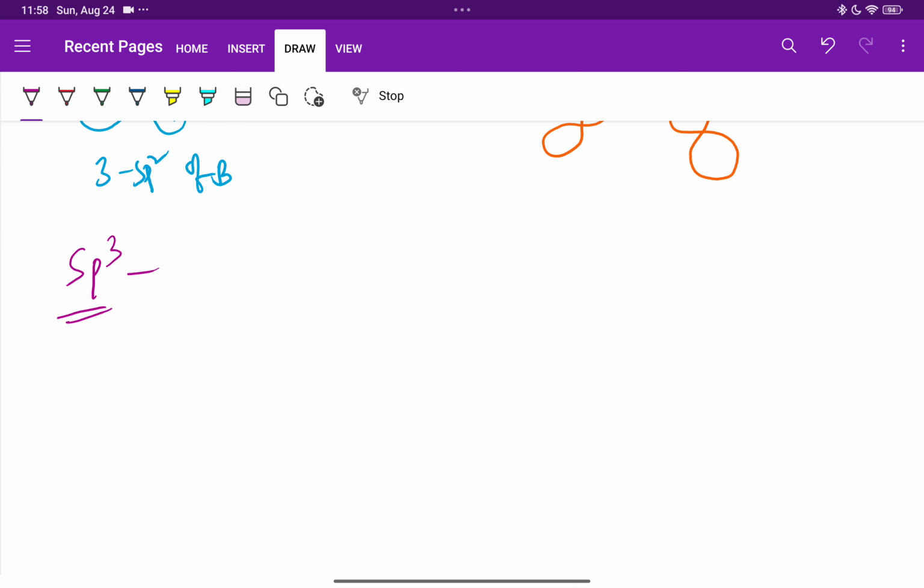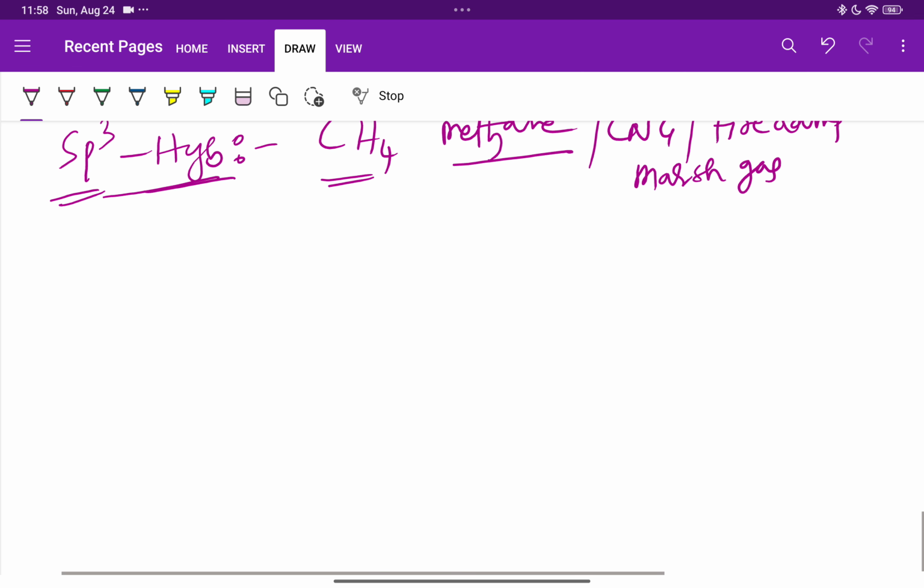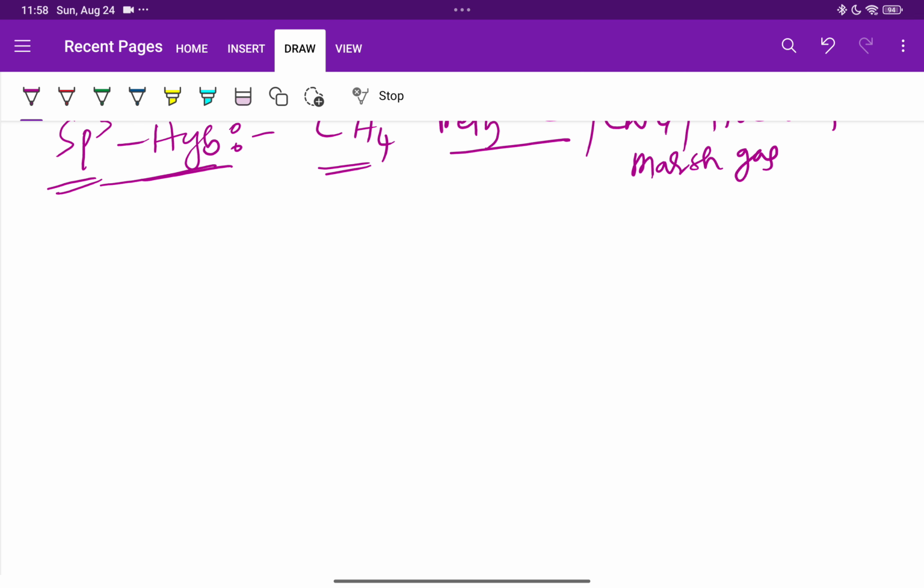It is very familiar. sp3 hybridization, the best example is methane, CH4. You can call it CNG, you can call it fire damp, you can call it marsh gas. Many names are there.